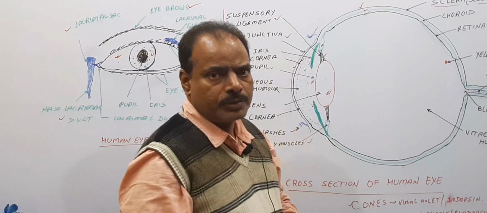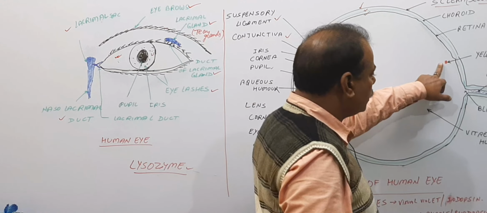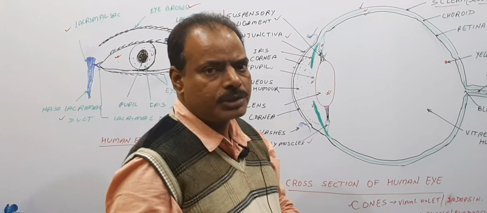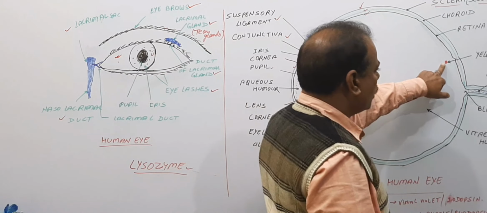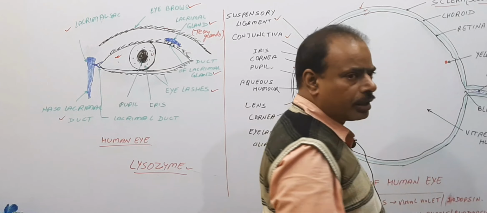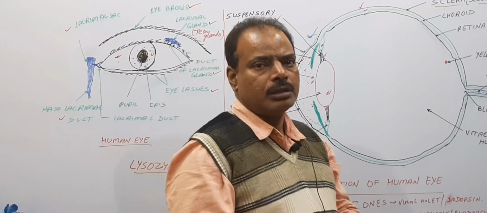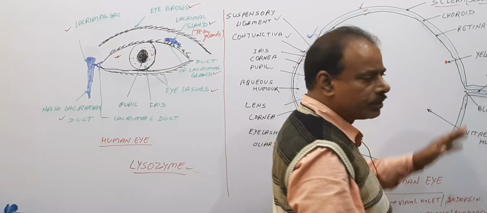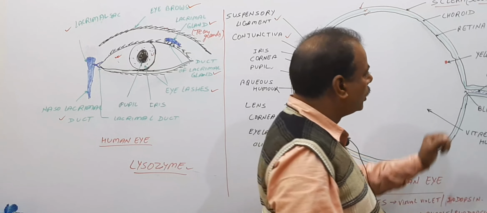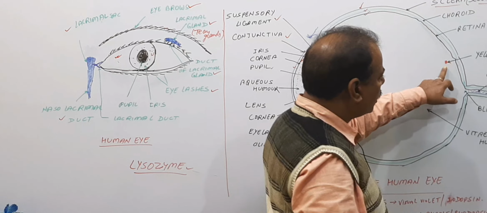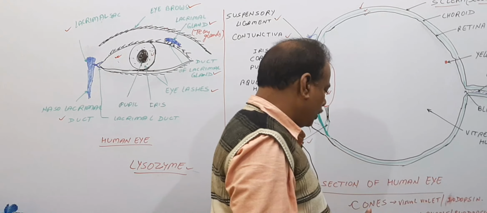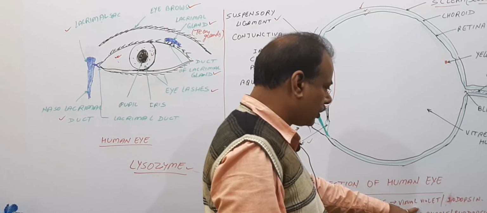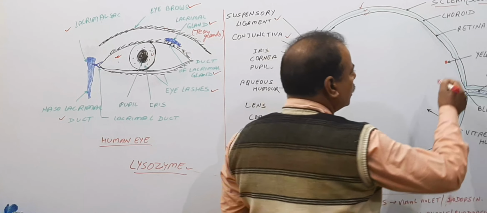Mostly the cones are confined to the yellow spot, and therefore the yellow spot is the best vision area or color vision area of our eye. The yellow spot is located on the horizontal axis of the eyeball, at the center of the retina, and it is the best vision area because it contains cones, which have visual violet or iodopsin.